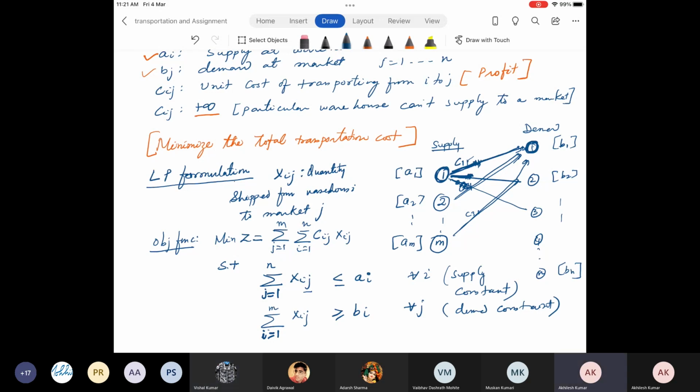Sir, for the objective function also, minimize Z, you have written J equals to 1 to M. I'm sorry.